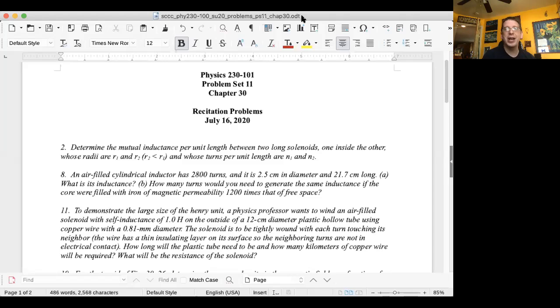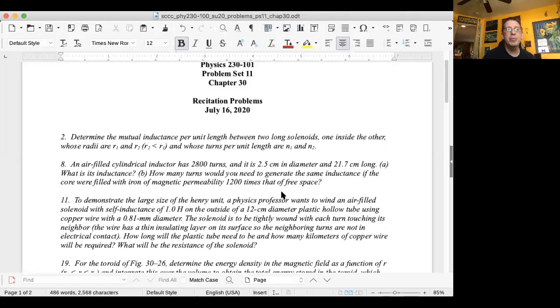You put a piece of iron inside the solenoid, it magnifies the magnetic field inside the solenoid, which magnifies the inductance of the solenoid. And so you want to see how many turns you would need to get the same inductance with an iron core as opposed to an air core. And so remember, you're basically replacing mu naught with 1,200 times mu naught for the iron core. Then we move on to number 11.